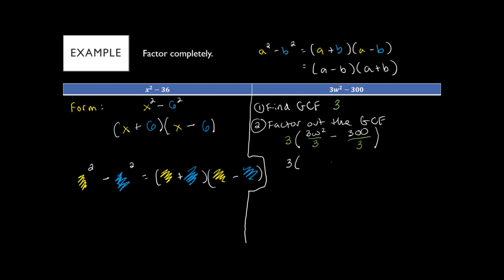So this would give us 3 times, and then our 3's cancel, so we get w squared, and 300 divided by 3 is 100. So we get 3 times w squared minus 100. And this is where we now have a difference of squares, because we've got a w squared, and then 100 is 10 squared. So step 3 would be to factor the difference of squares.